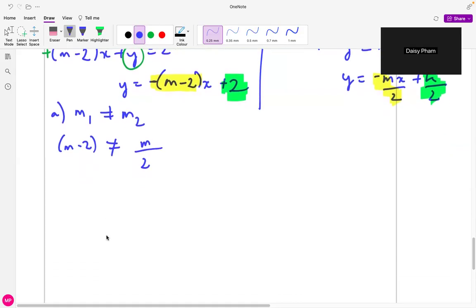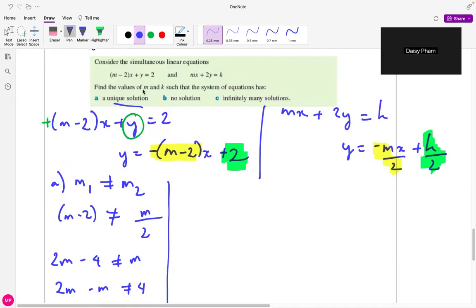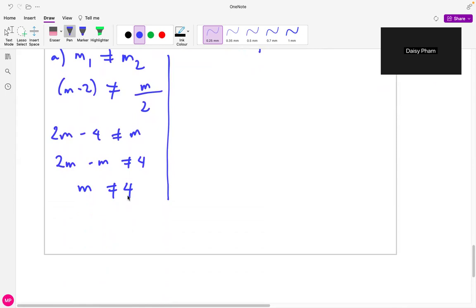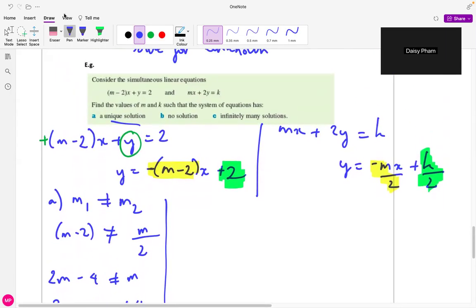Then you can multiply the denominator over. So 2m minus 4 not equal m. Take the m over, so 2m minus m not equal 4. So m not equal 4. To answer question A, to have a unique solution, m just must not equal 4. So m can be anything, just not 4. Or you can write m is in the reals, excluding 4. It doesn't matter about k. K is not important in question A.